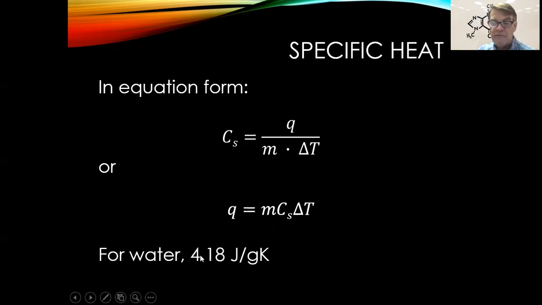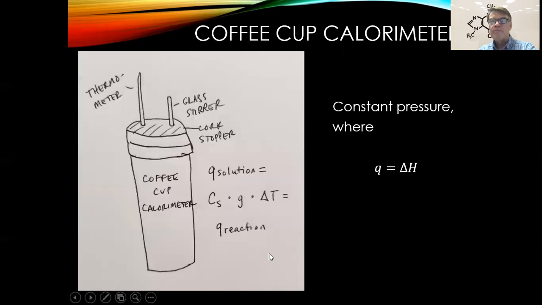So it takes about 4.18 joules of energy, approximately, to raise 1 gram of water by 1 Kelvin, or that is 1 degree Celsius. All right, so the last part of this section talks about a couple of types of calorimeters. What's a calorimeter again? It's an instrument for measuring the change in heat.